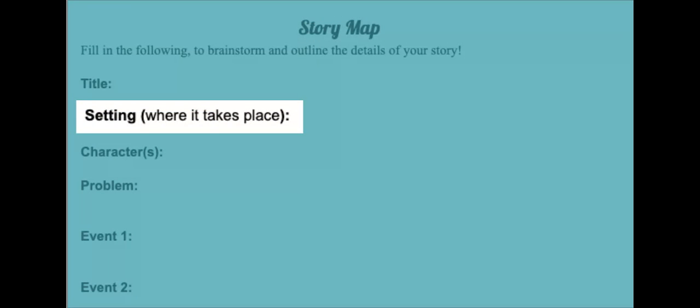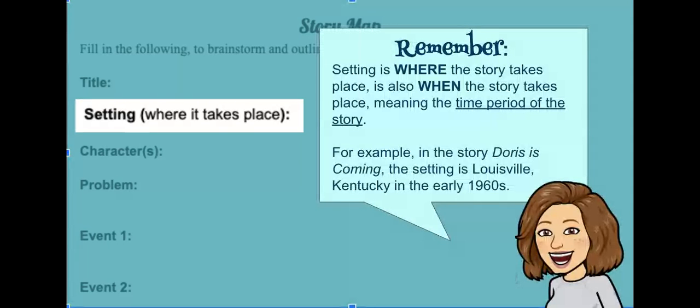Next, we're going to work on the setting, where it takes place. Remember, setting is where the story takes place. It's also when the story takes place, meaning the time period of the story. For example, the story Doris is Coming, the setting is Louisville, Kentucky in the early 1960s.